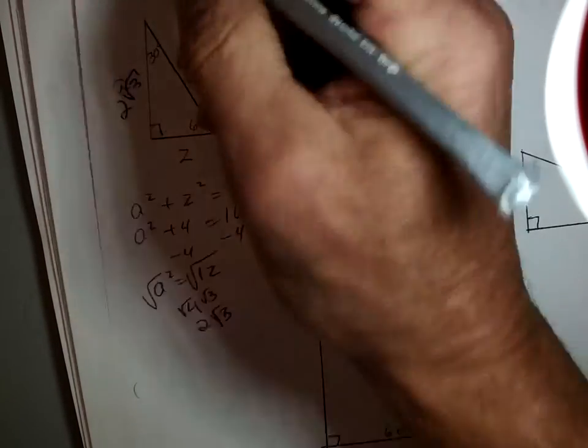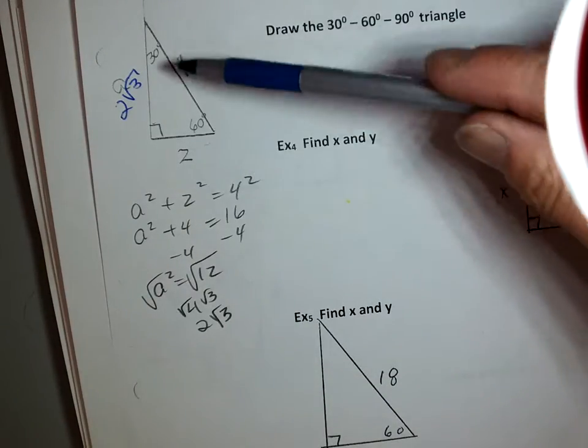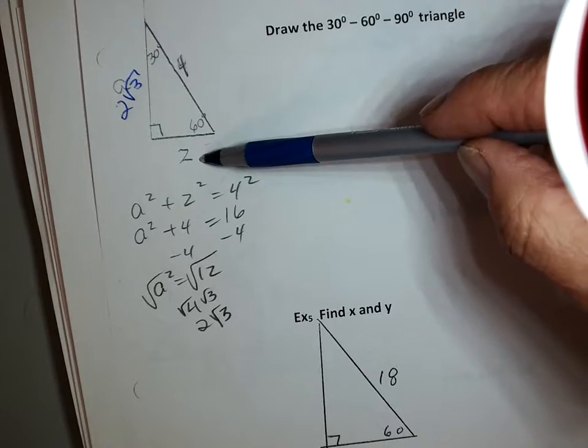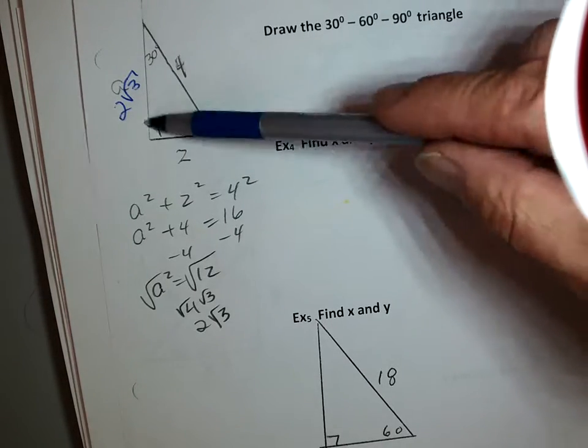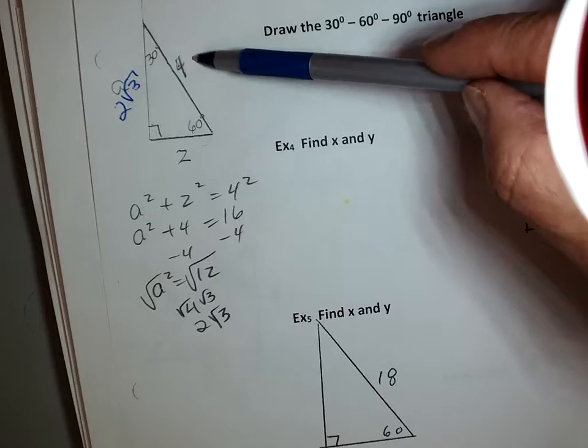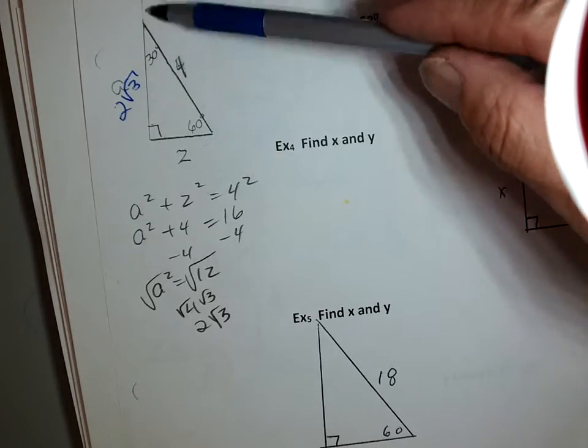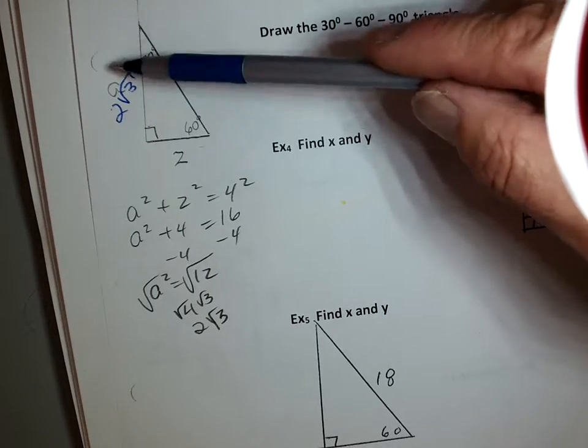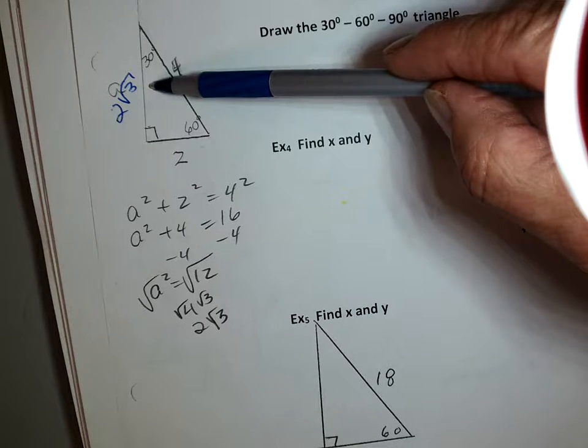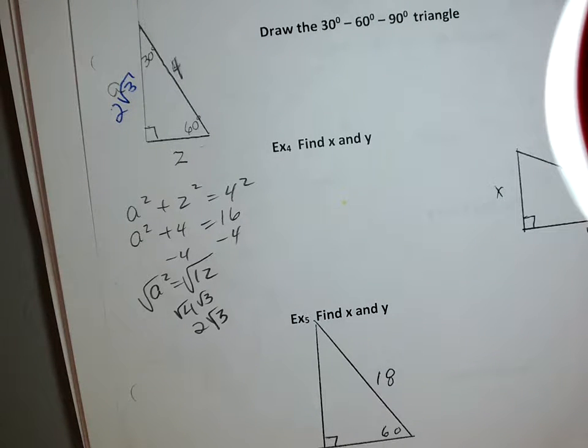So here's what I notice. The hypotenuse is twice as big. You see that? If the little side is 2, the hypotenuse is twice as big. And the other leg is whatever this is times the square root of 3. So there it is. x is the short side, the hypotenuse is twice as long, and then the longer leg is always whatever this side is times the square root of 3.